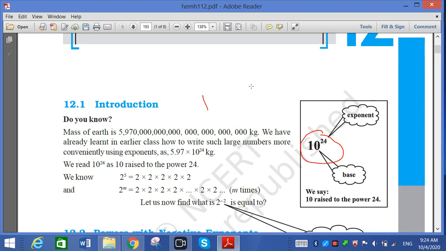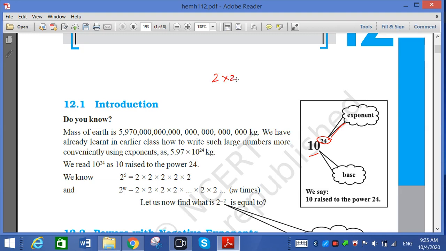If I write 10 to the power 24, then 24 is called the exponent and 10 is the base. So 24 is called the exponent and 10 is called the base. It is easy to express.